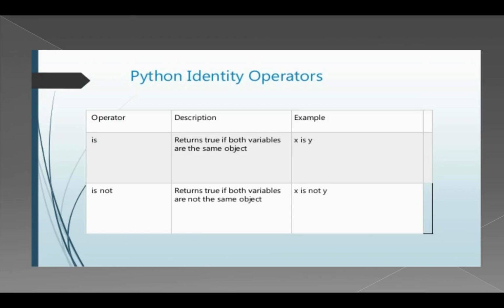And the is not operator will return true if the operands refer to different objects in the memory, and it will return false if they refer to the same object. Okay, so these are the operators.